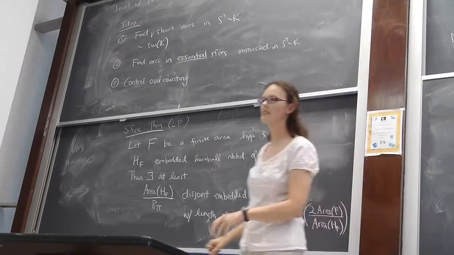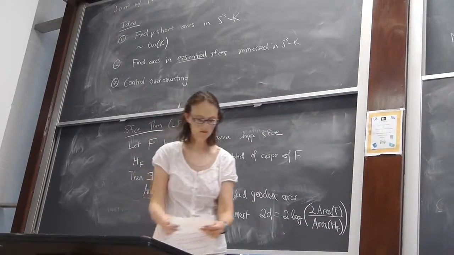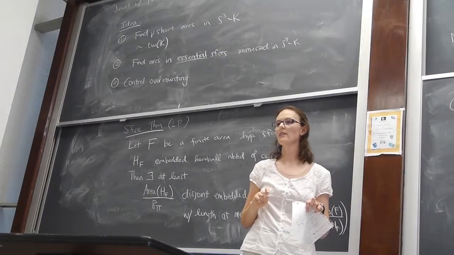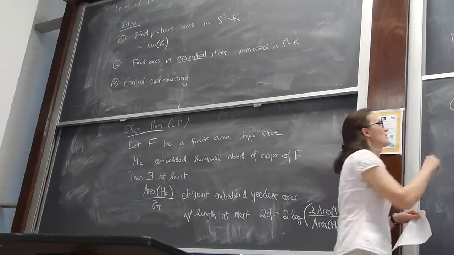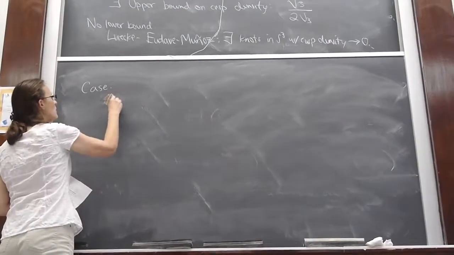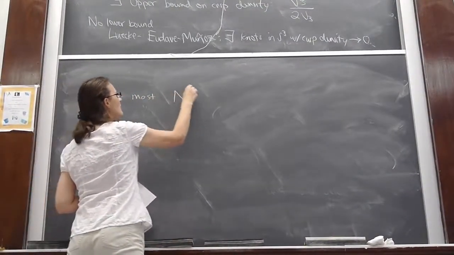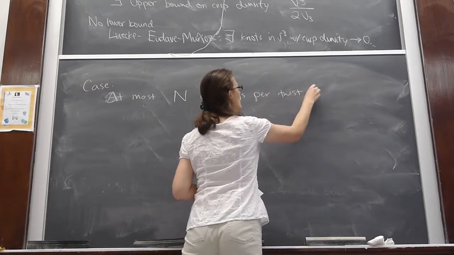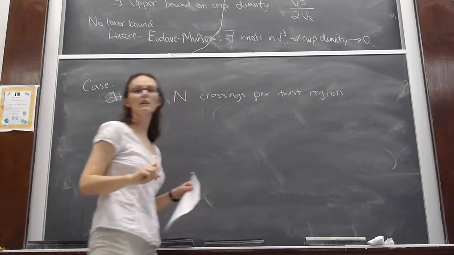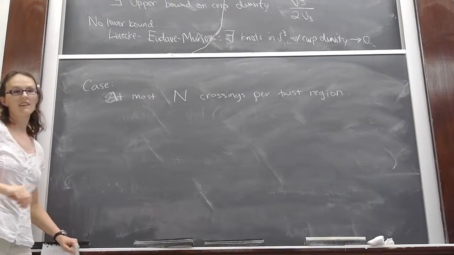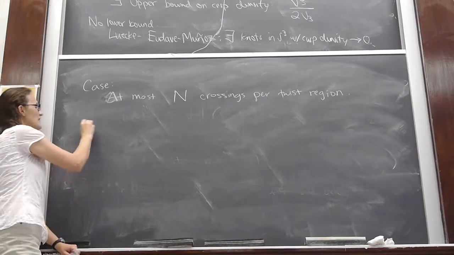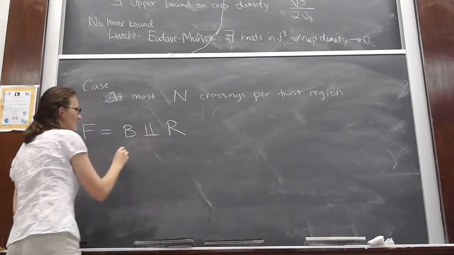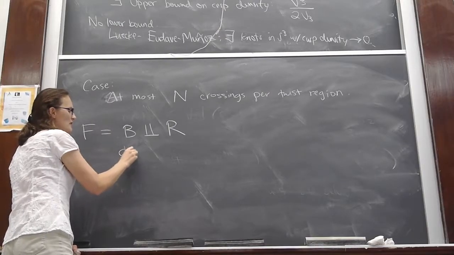Okay, so there are really two cases to consider. The first case is, suppose that you have a bounded number of crossings in each twist region. So at most, say, n crossings per twist region. In this case, there is a very nice surface that we can use. We're going to take the disjoint union of the checkerboard surfaces, which I'll call blue and red.